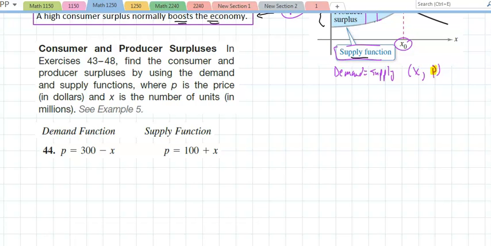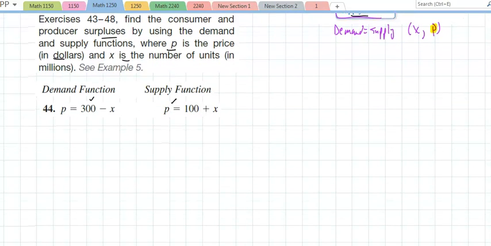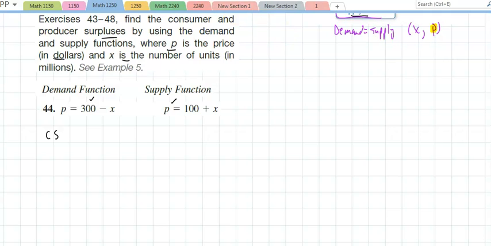I'm looking at this problem, and it says consumer and producer surpluses in 43 through 48. Find the consumer and the producer surplus by using the demand and supply functions. P is the price, in dollars, and X is the number of units. The supply function and demand function depend on the price. Before I begin, I need to figure out what the price is, and you have to do that in every problem.